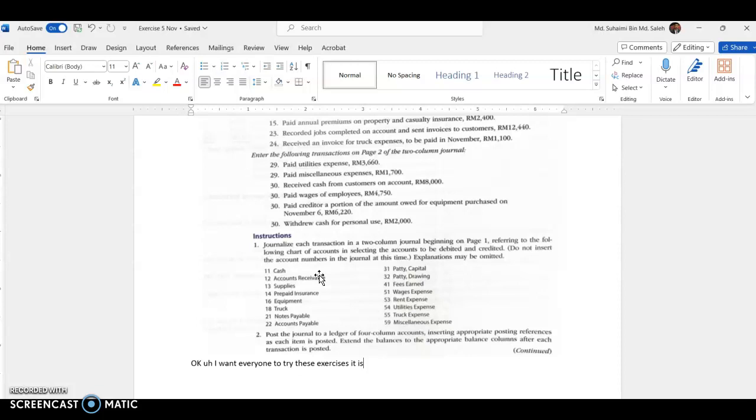12,450. Next, November 24th, receive an invoice for truck expenses to be paid in November. So going to pay at the end of November only. So we have to record debit truck expenses, the amount is 1,100, and credit accounts payable, and the amount is 1,100.